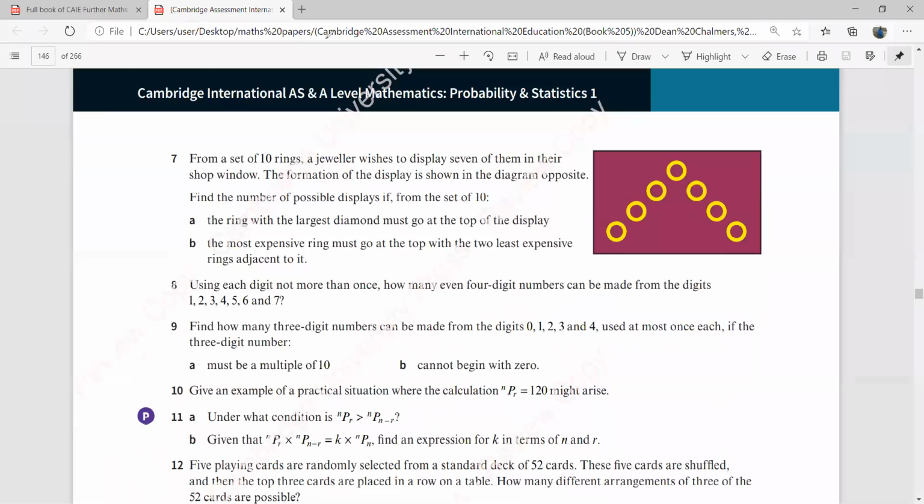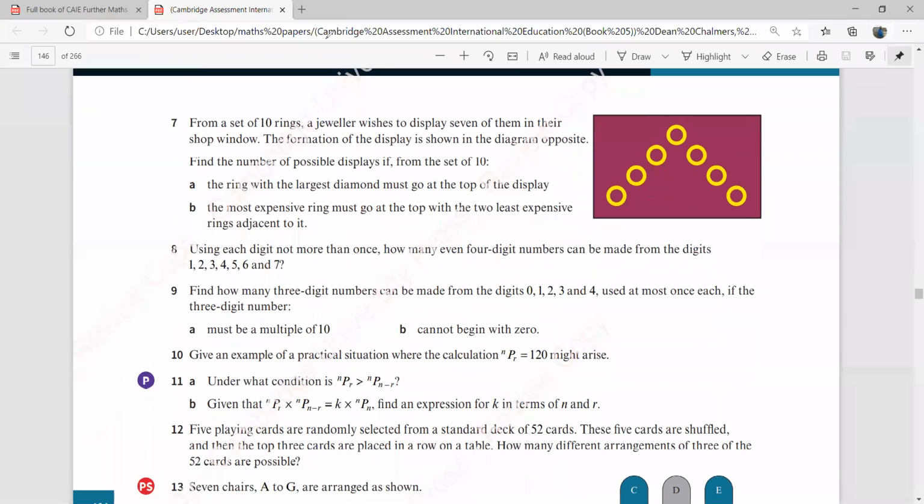Yes, we can go up to this question number 9. Okay, look at this 7th question now. I'm giving you 5 minutes. Please go through these questions, and we can discuss them together.